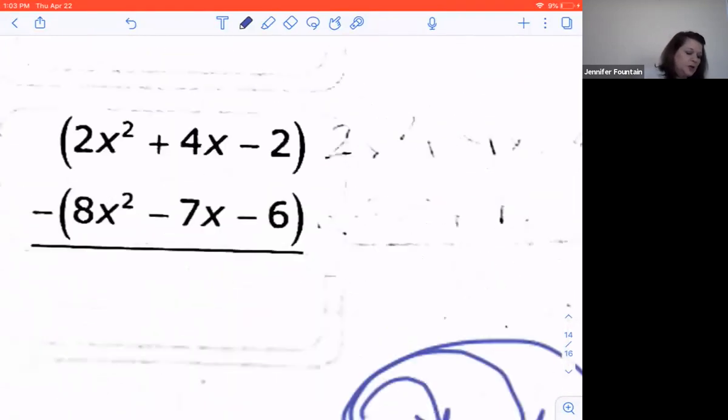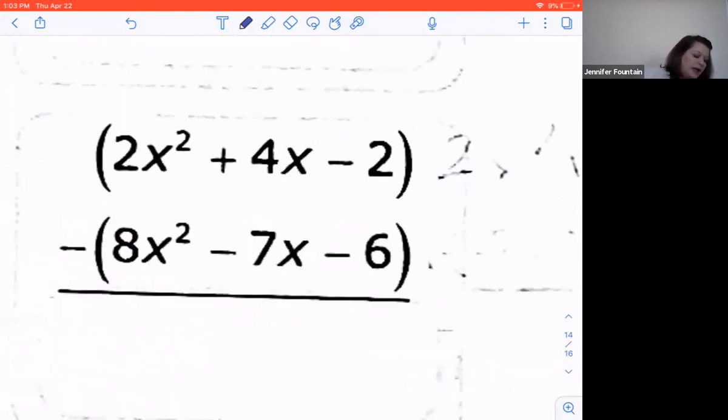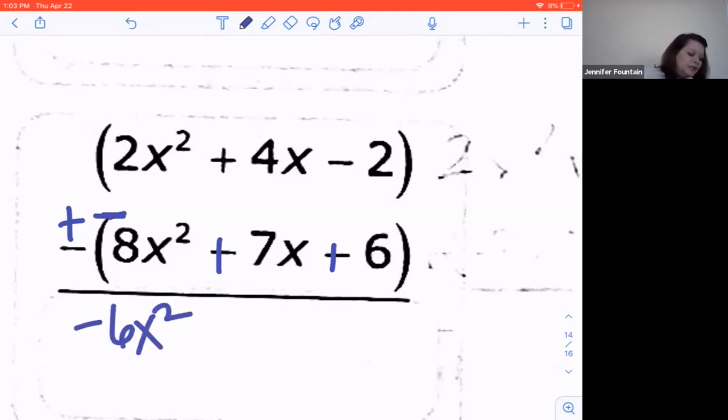Underneath this, add the opposite. That'll be a plus, and that'll be a plus. So now the only one that's negative is that one. 2x squared plus negative 8x squared will be negative 6x squared. 4x plus a positive 7x will be 11x. And negative 2 plus 6 will be a positive 4.